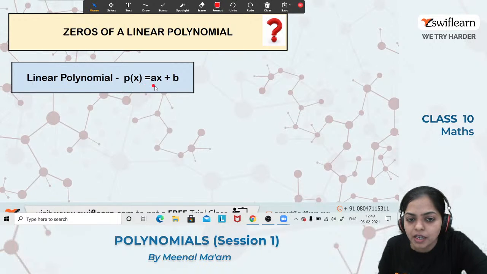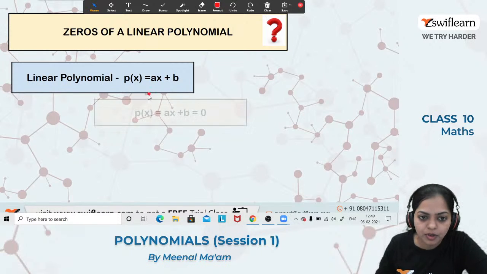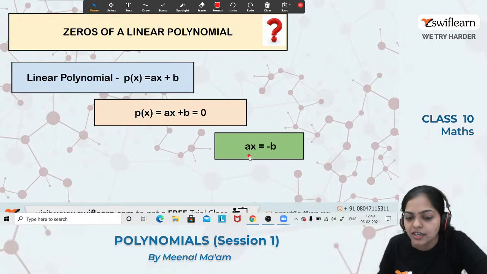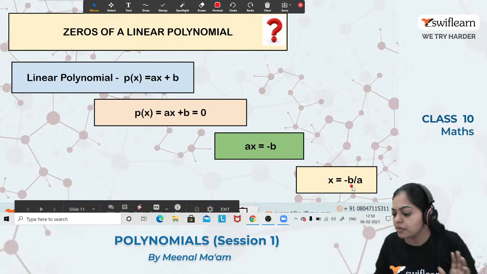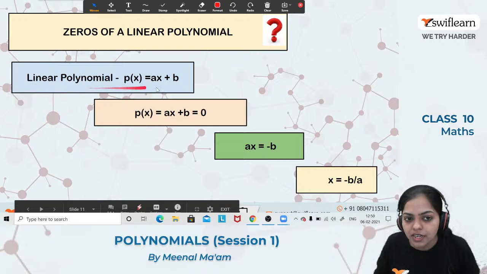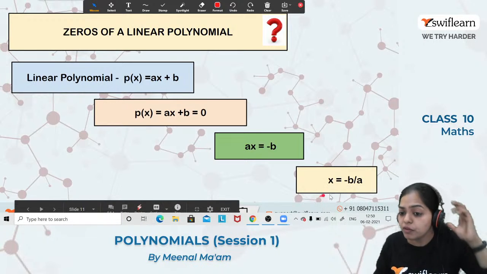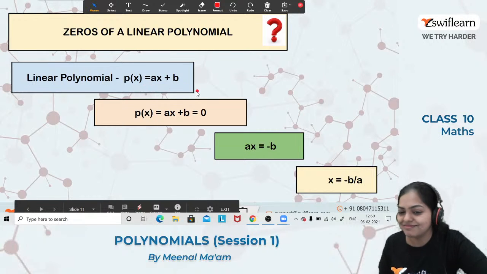So here, this is the linear polynomial ax + b. Why is it a linear polynomial? Because it consists of only one variable and the degree is 1. That's why it is a linear polynomial. Here we first put p(x) = 0 and then solve the expression. So the expression becomes ax = -b, and at last x = -b/a. Got it? So what is the 0 of this linear polynomial? The 0 of this linear polynomial is x = -b/a. So when we put the value of x as -b/a, we get the value of this polynomial as 0. Got it?